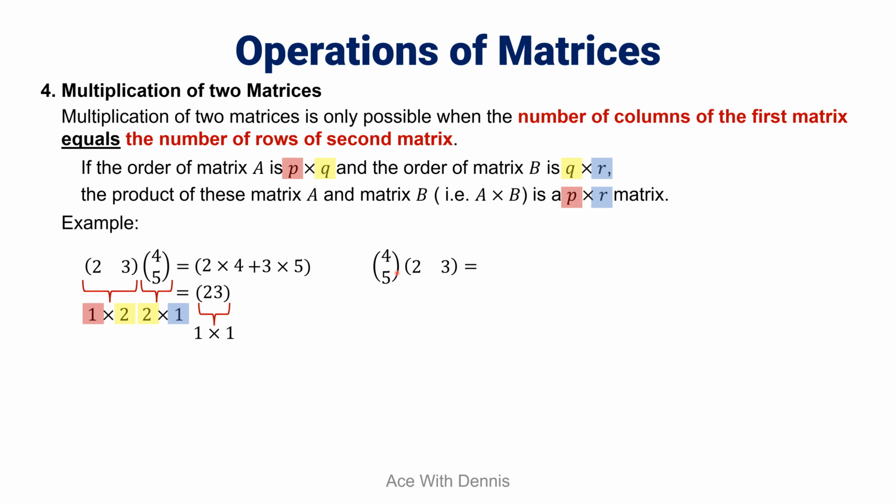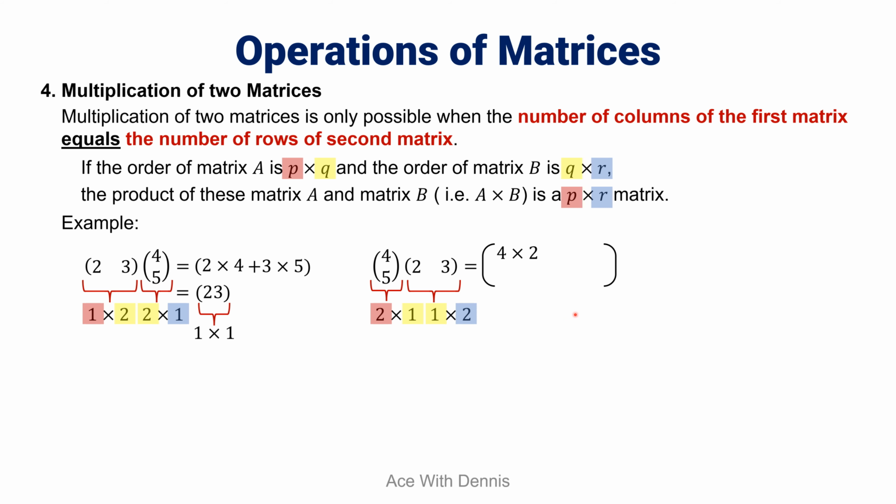So matrix 4, 5 times 2, 3. As you can see, the difference between these two examples is we just switch the position of the matrices. Is it possible to multiply these two together? Now let's check. The order for the first matrix is 2 times 1, and the order for the second matrix is 1 times 2. So these two numbers are the same, hence we can multiply these two matrices. And 2 and 2 here means the result will be a matrix of 2 times 2.